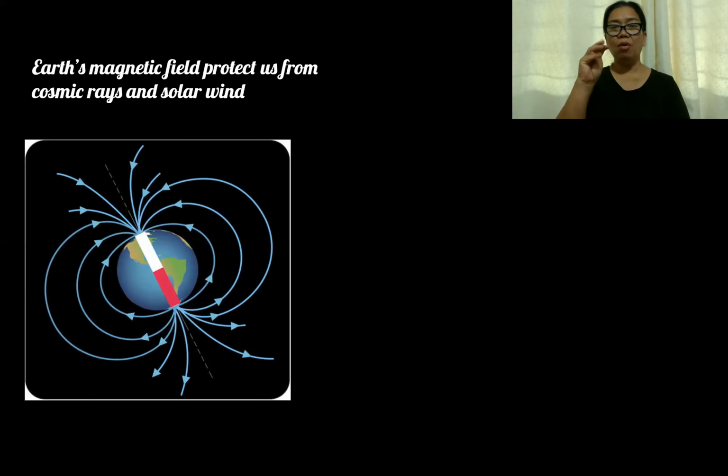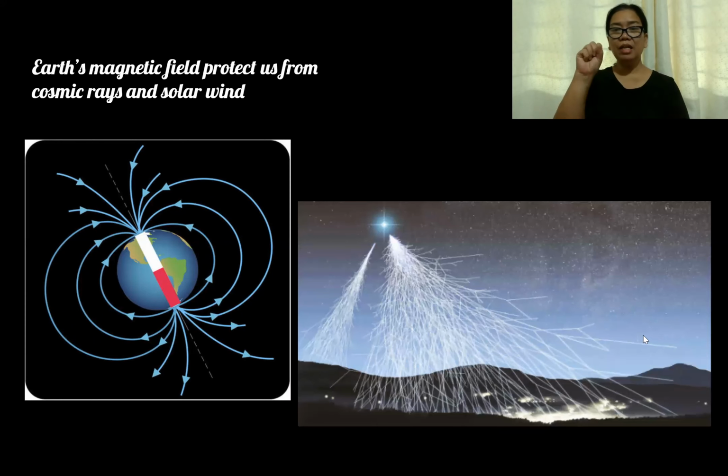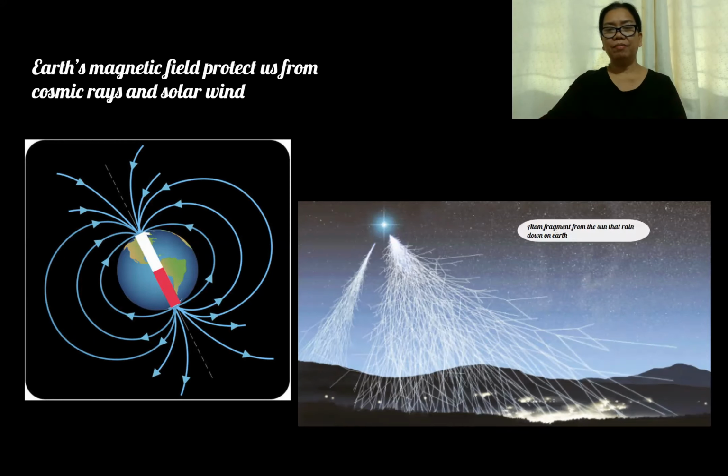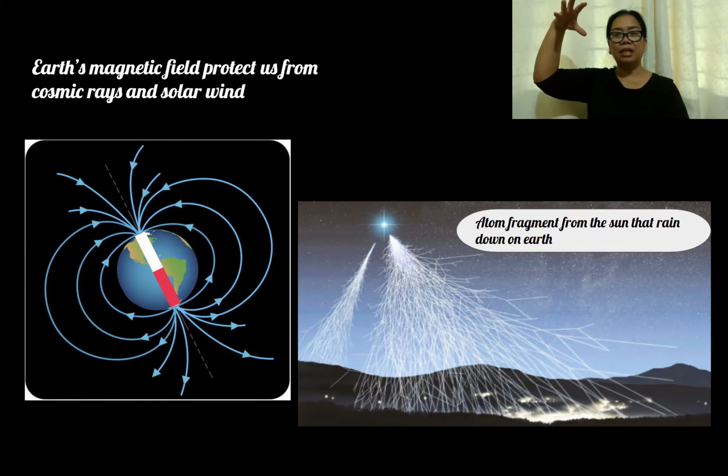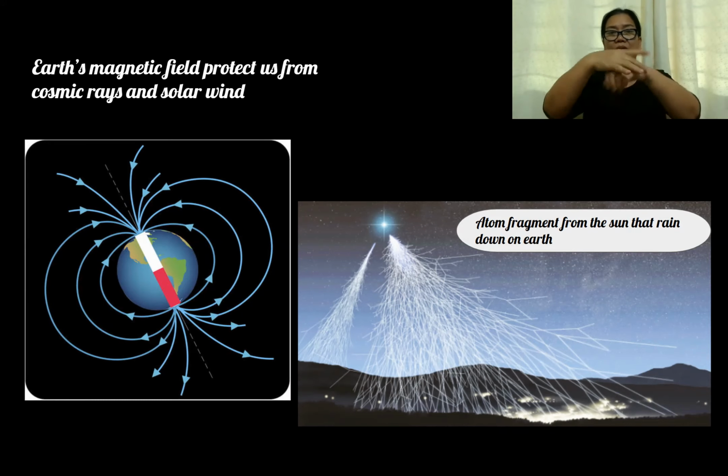Now, the Earth's magnetic force or field protects us from what? From cosmic rays and solar wind. What are those two? Yes, that is the cosmic rays. These are atom fragments from the sun. When it happens, it showers down to the earth. Say this is the earth and the fragments from the sun shower to the earth.